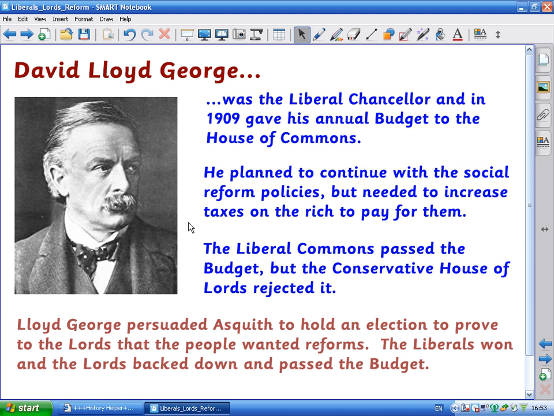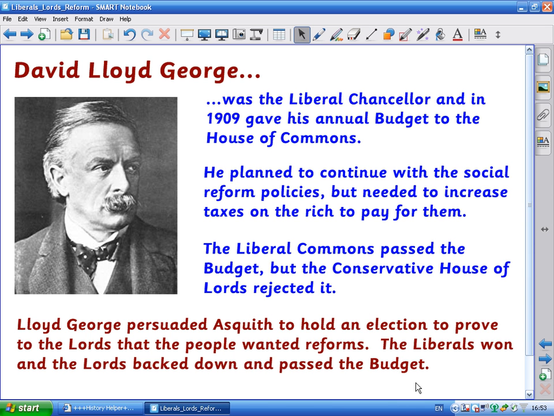Now, how are they going to solve this problem? Well, Lloyd George persuaded Asquith, who was the Prime Minister, to hold an election to prove to the Lords that the people wanted reforms. In other words, if the general public supported what the Liberals wanted to do, in other words tax the rich to give money for new reforms, then they would win the election.